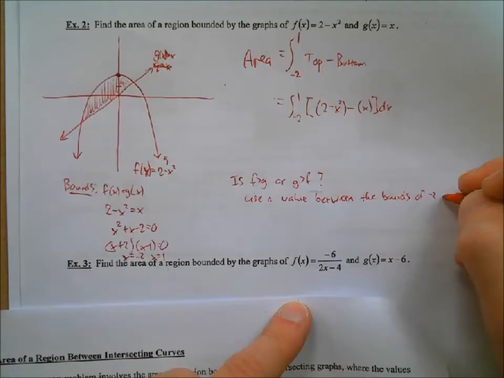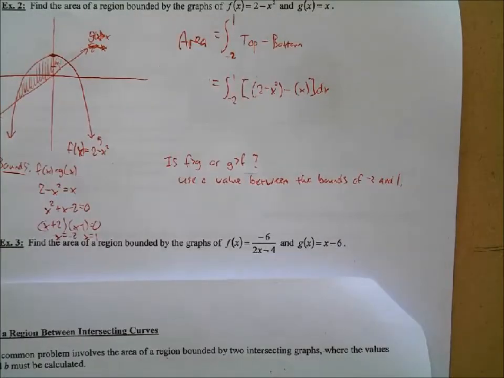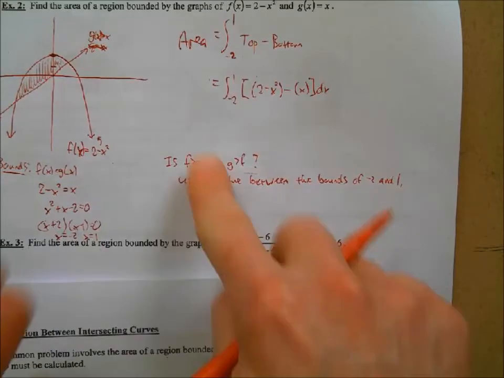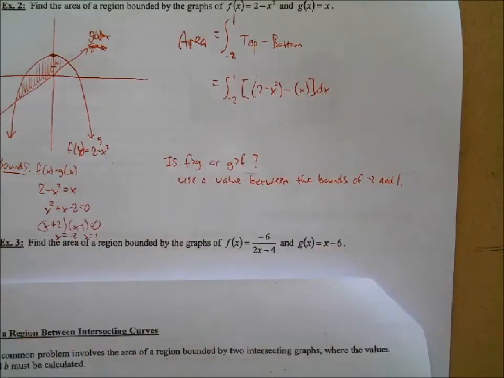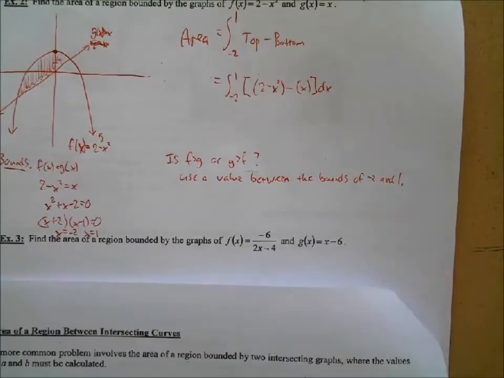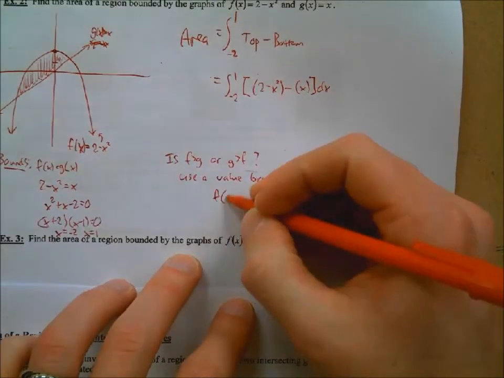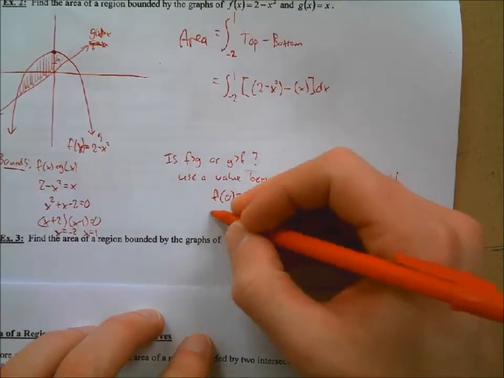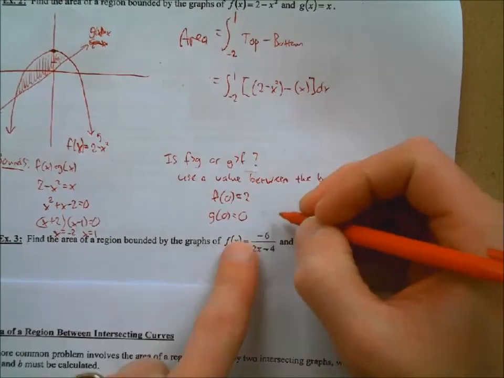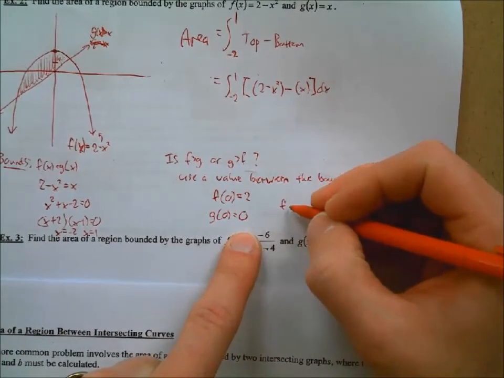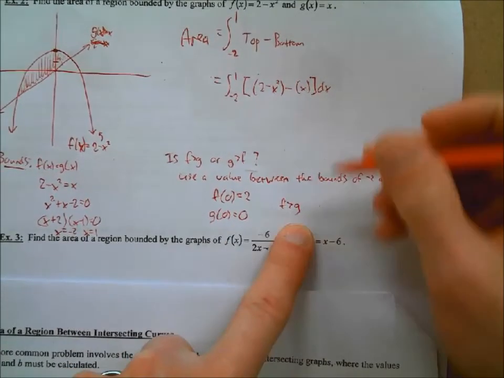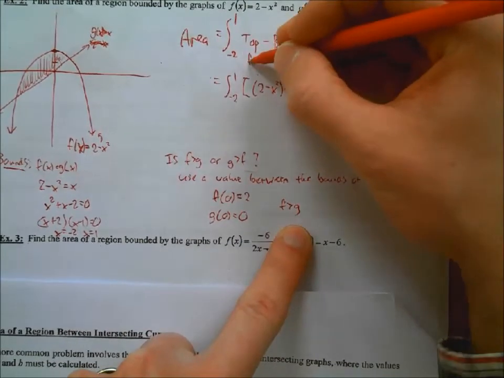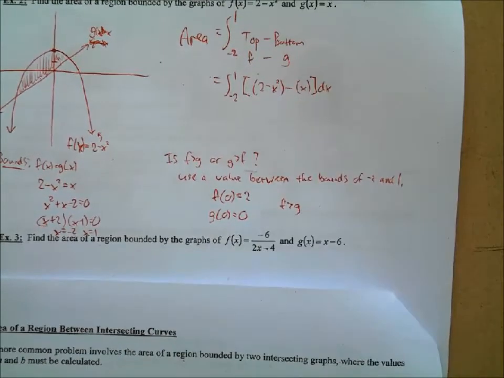And again, I'm writing this out very explicitly because this is for notes. When you're doing the problem on your own, you don't need to write this out so explicitly, but obviously you're going to need these calculations. So sure, we do f of 0. What is f of 0? It's just 2, and g of 0 is 0, and so therefore f is greater than g, and so we're going to do f minus g in this case.